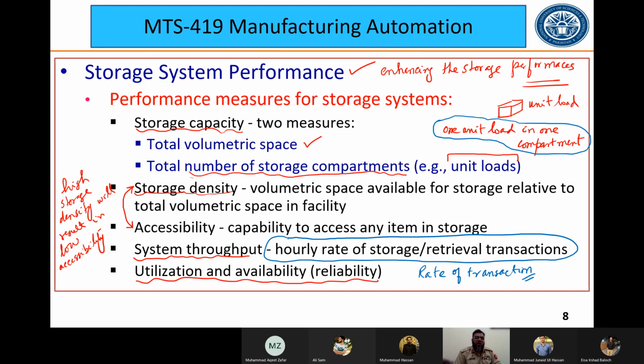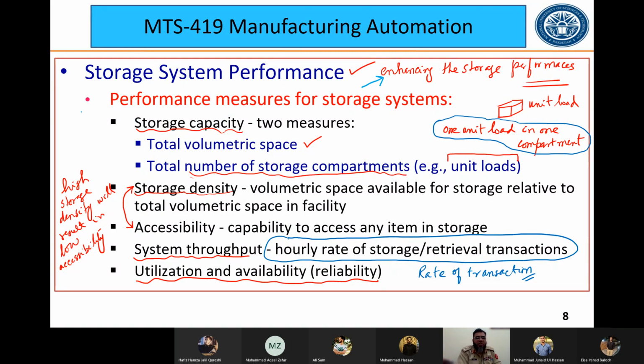Alrighty, so we are now going to talk about the storage system performance. If you read the first line, we are going to talk about the storage system performance, and just look at this line which I have written here. So actually this is enhancing the storage performance. This is what we have talked about earlier also, that we want to increase the performance of our facility, and the storage performance would be enhancing the performance of the storage system. So we are going to talk about these two things.